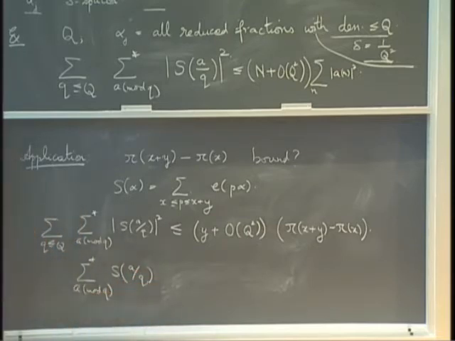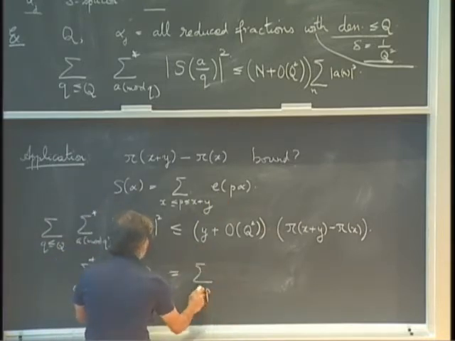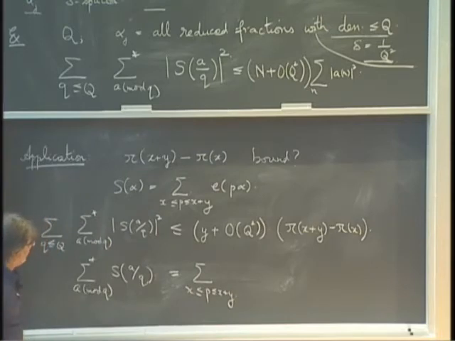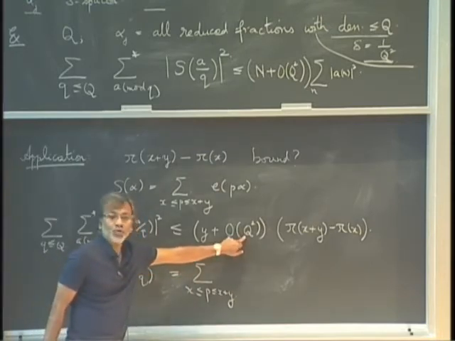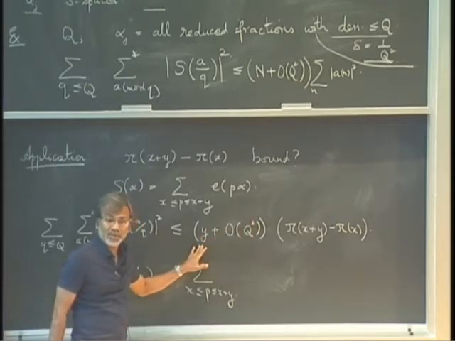So I sum over the reduced fractions with denominator q of this exponential sum. Well, what is that? That's the same as if I sum over p between x and x plus y. You can see from this that I'm going to choose my capital Q to be a little bit smaller than root y, so that this term will be negligible compared to this main term.